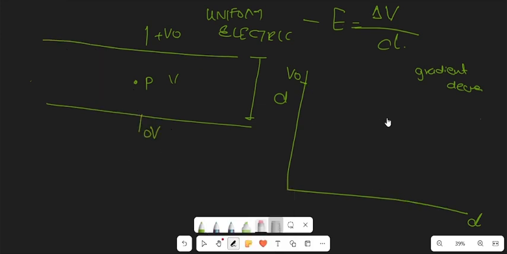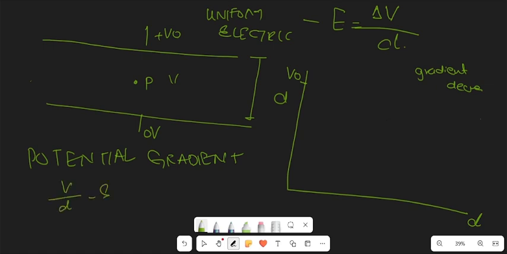How do we determine what is happening? Do you remember potential gradient? I explained it in the last video as well. Potential gradient, the gradient of V against d, gives you the electric field strength. And do you notice that this is a uniform, constant electric field strength? So when you have a uniform electric field strength and the gradient of this gives you the electric field strength, that means the gradient has to be constant.